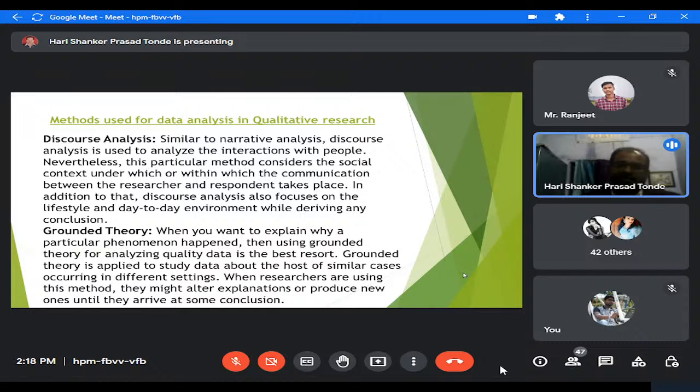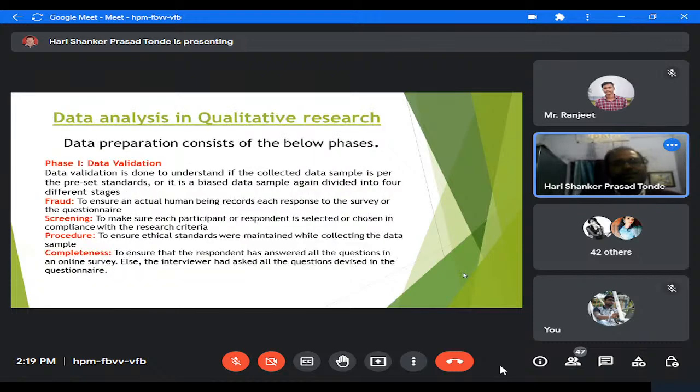Grounded theory is very necessary. Why? Because when you want to explain why a particular phenomenon happened, then you use grounded theory for analyzing quality. Means when you are using some hypothesis for your research problems, you have formalized some objectives and you are working for some hypothesis, grounded theory is very much useful. Data analysis in qualitative research: data preparation consists of the following phases. Means when you are preparing the data for analysis, three phases are very necessary.